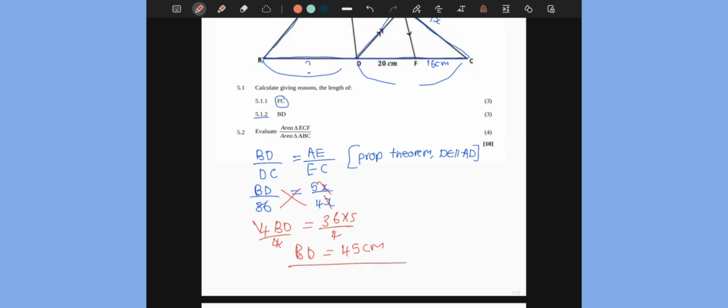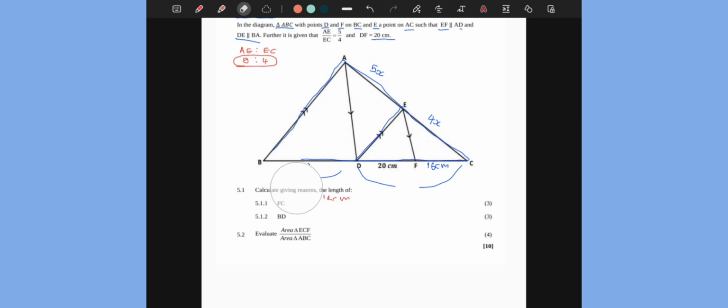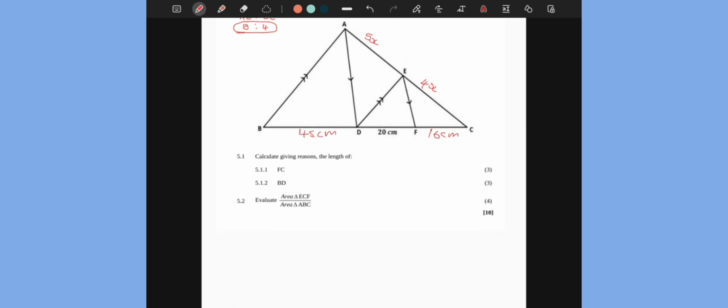So this would be the actual size of BD. It's 45. This one is just 16 centimeter. So the last one, which is 5.2, let's quickly go and check it now. Let me put the values: 5x, 4x, 16 centimeter, 45 centimeter.